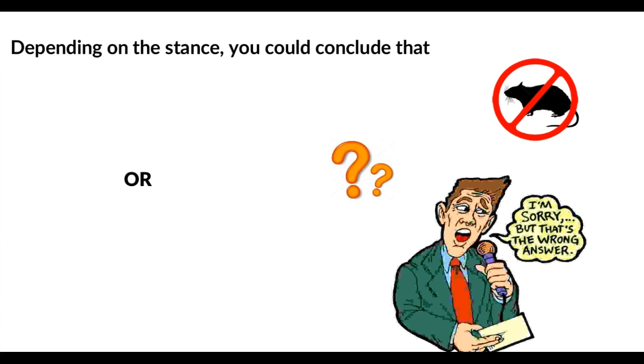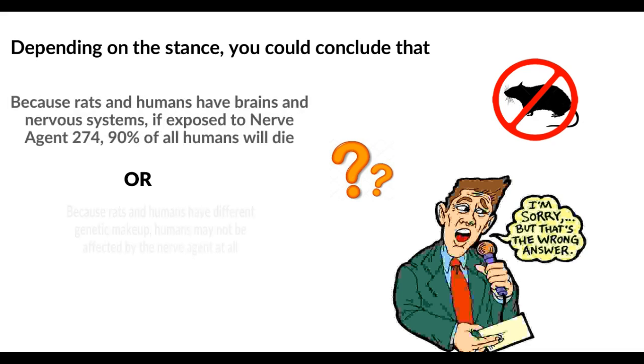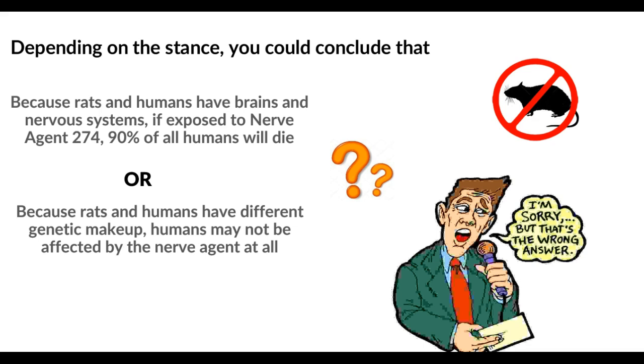So how does that look when applied? Depending on the stance, you could conclude that because rats and humans have brains and nervous systems, if exposed to nerve agent 274, 90% of all humans will die. Or, because rats and humans have different genetic makeup, humans may not be affected by the nerve agent at all. It all depends on what facts you prioritize and how knowledgeable you are about the facts.